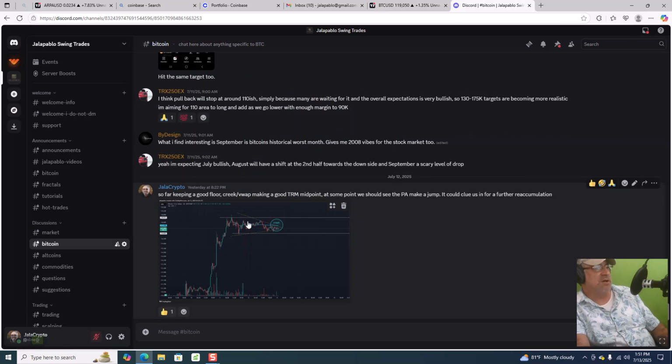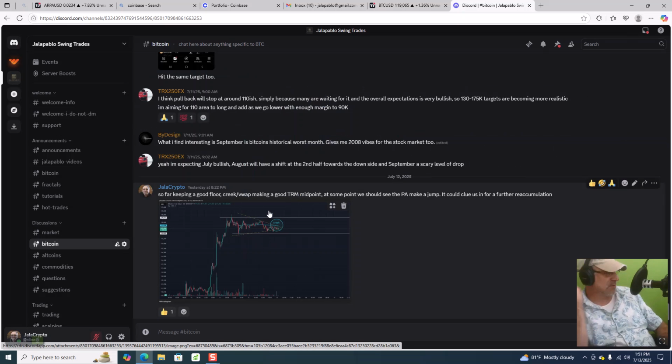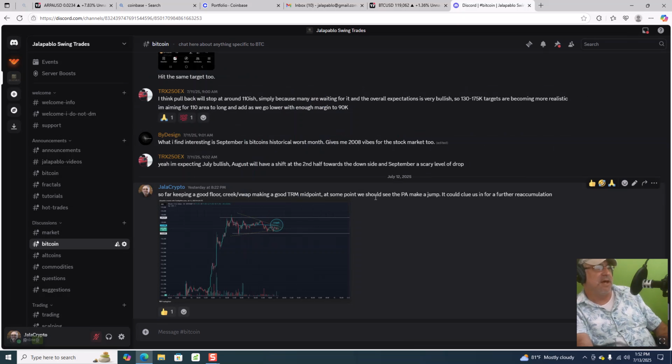So far, keeping a good floor, which is a bottom. You notice how it's not going down past the automatic rally point. The consolidation seems to be keeping within the governance of the support and resistance. And so the creek is making good TRM. At some point, I said we should see the PA, the price action, make a jump, and it could clue us in for further reaccumulation. All right, so that's all good, right?